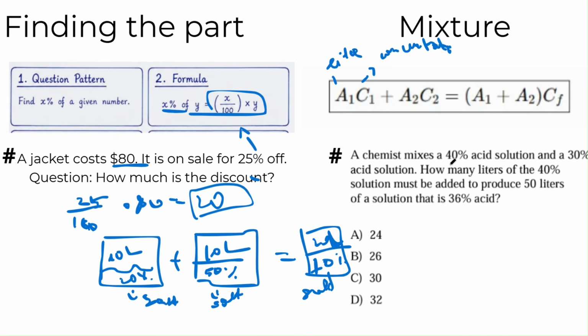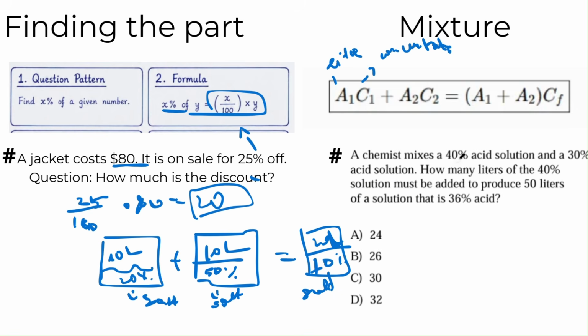A chemist mixes a 40% acid solution and a 30% acid solution. How many liters of the 40% solution must be added to produce 50 liters of a solution that is 36% acid? First, under exam conditions, we have to straightaway write down what we read, because we don't want to reread it and then think of writing it down. First write it down, then understand the logic, and after that we can put in the numbers.